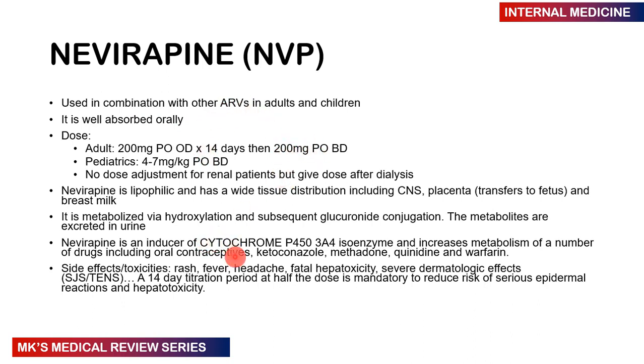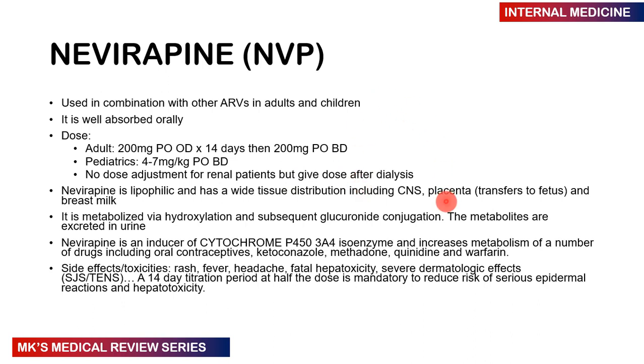The reason why you have this 14-day period, it's mandatory that you give it once a day. Why is this so? Because you're titrating. This is known as a 14-day titration period, where you're giving half the dose. This reduces the risk of epidermal reactions, dermatological effects, and hepatotoxicity while you're monitoring this patient. Then, for pediatrics, 4 to 7 milligrams per kg orally twice a day. There is no need for adjusting the dose for renal patients, but for patients on dialysis, give the dose after dialysis.